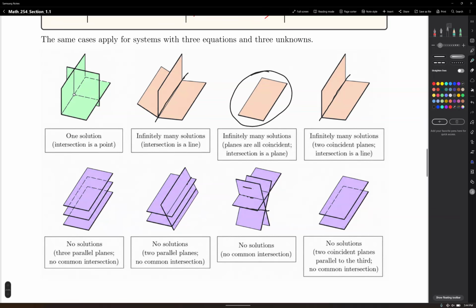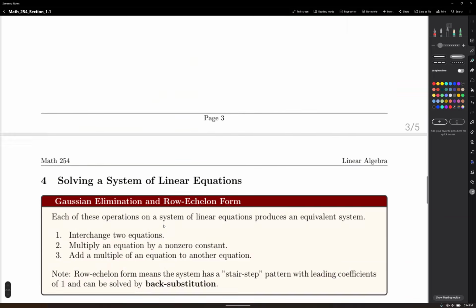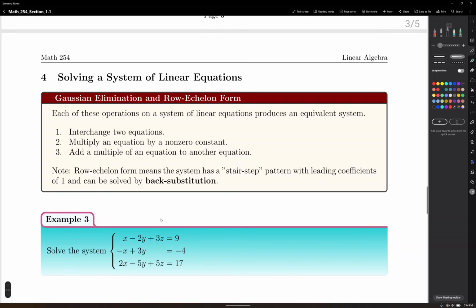Or otherwise, what do we have? Two planes overlapping, intersecting at infinitely many points. That looks promising. However, there's a third plane that does not intersect those planes. That wins, right? We go with it. No solution. All right, what's next? So let's solve some systems of equations.